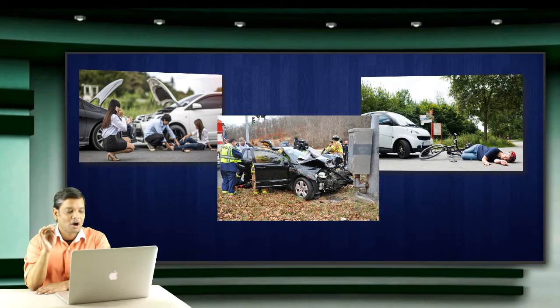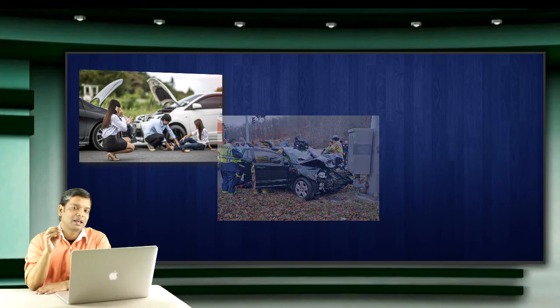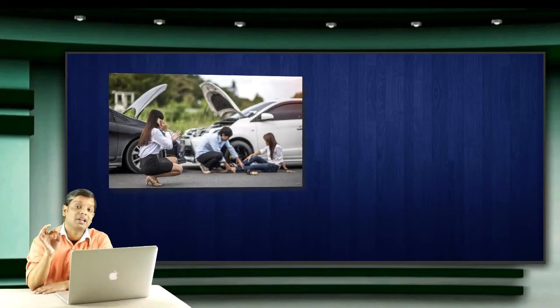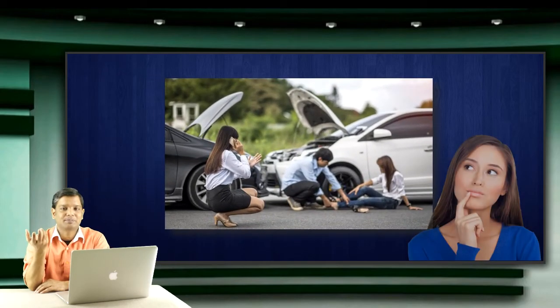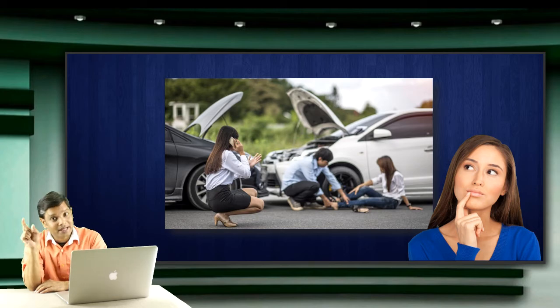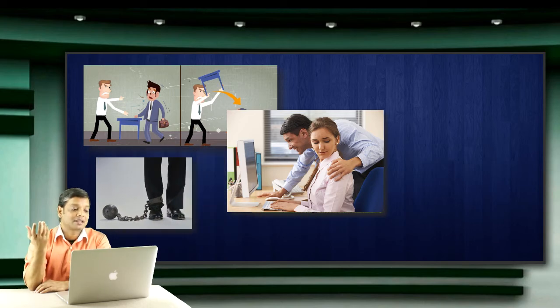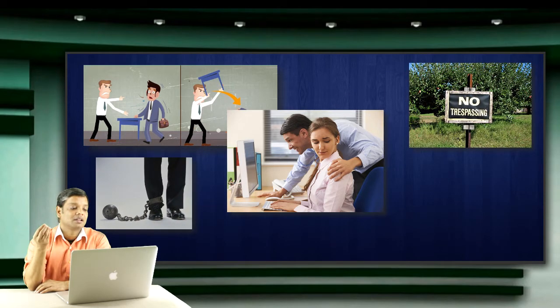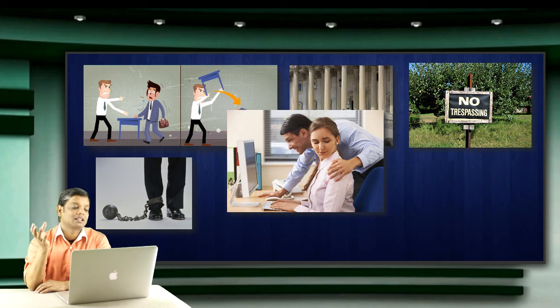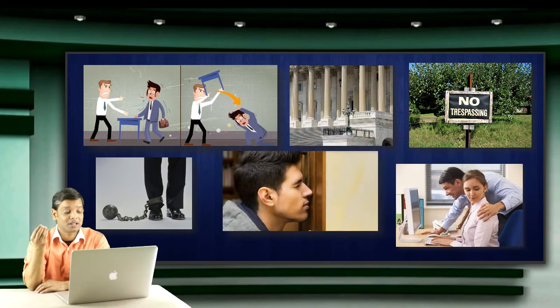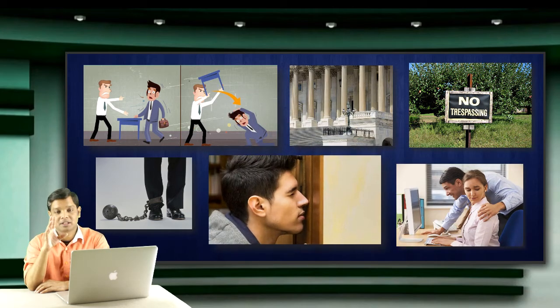So forget about negligence and strict liability. Focus on intentional tort. What does it mean? Under this category, there are 7 types of intentional tort: battery and assault, false imprisonment, trespass to land, trespass to chattels, conversion, unlawful harassment, and invasion of privacy.